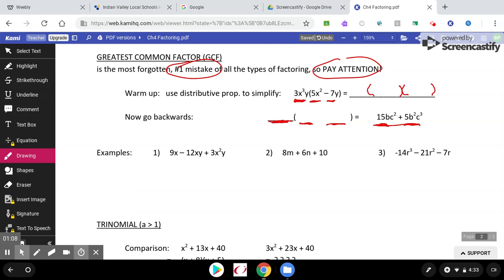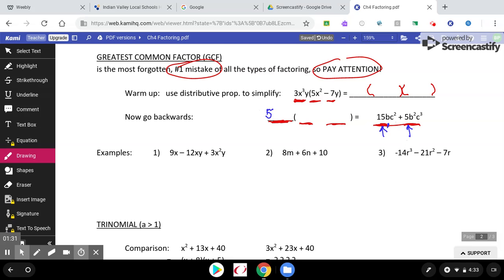Okay, so greatest common factor. What we're saying is, let's start with the numbers. What is the greatest number that goes into both of those guys? So 5 goes into 15, 5 goes into 5. So 5 is the biggest number, or greatest common factor between those.